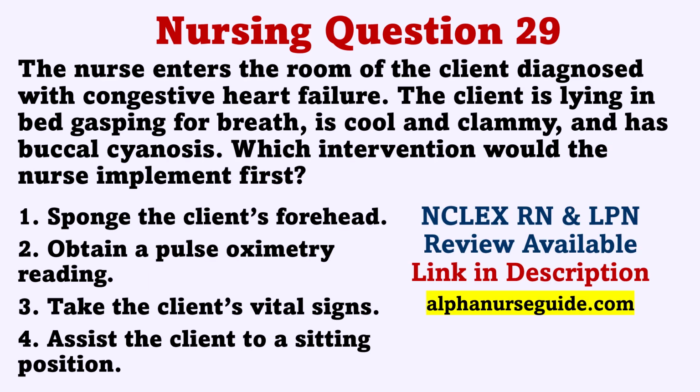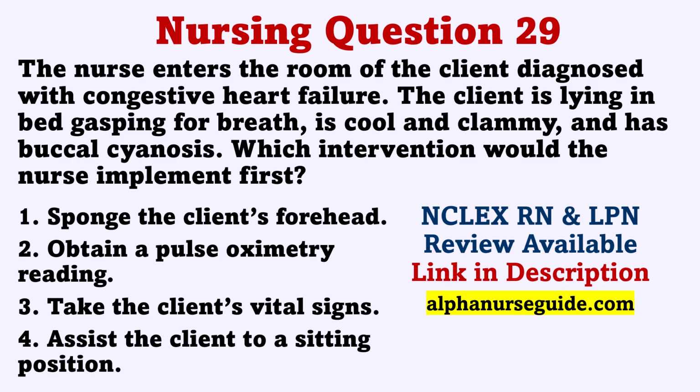The nurse enters the room of the client diagnosed with congestive heart failure. The client is lying in bed gasping for breath, is cool and clammy, and has buccal cyanosis. Which intervention would the nurse implement first? 1. Sponge the client's forehead. 2. Obtain a pulse oximetry reading. 3. Take the client's vital signs. 4. Assist the client to a sitting position.